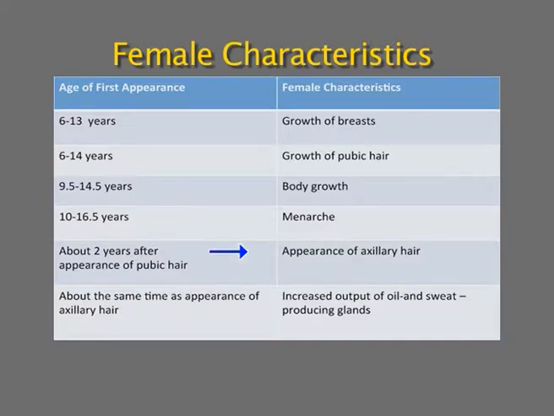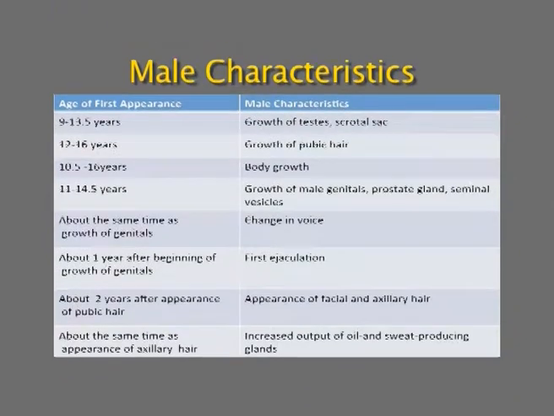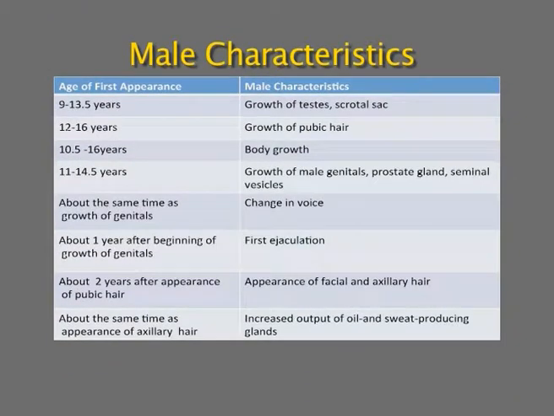About 2 years after the appearance of pubic hair, appearance of axillary hair takes place. About the same time as appearance of axillary hair, the increased output of oil and sweat producing glands takes place. The table shows the age of first appearance of related characteristics in males. Between the ages 9 to 13.5 years, growth of testis and scrotal sac occurs.